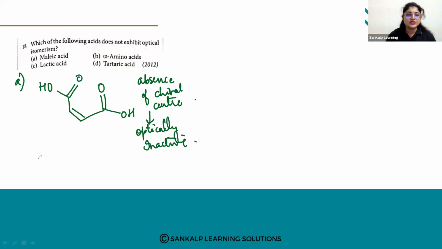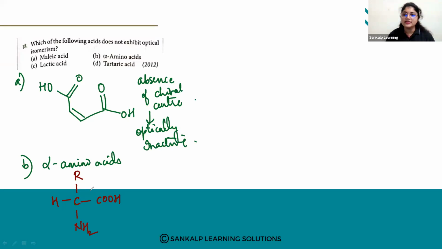So now we'll see the next one. We'll see the other options also. Next is alpha amino acids. How do we write an alpha amino acid? Alpha carbon, then R group, H, then one carboxylic group and one amino group. Is there a chiral center in this? Yes, there is. So this compound is optically active. Why is it optically active? Because of the presence of a chiral center.